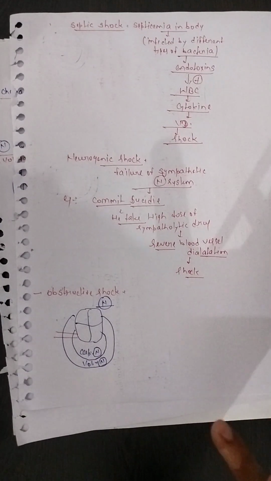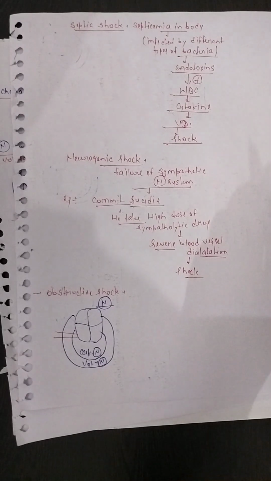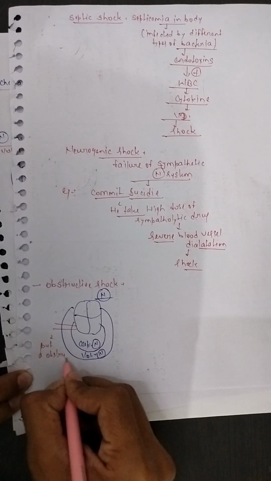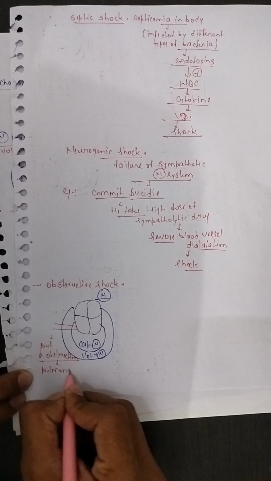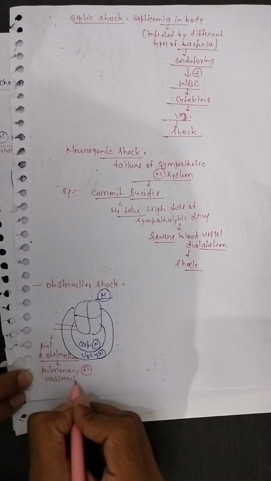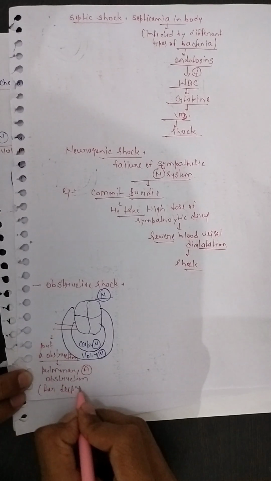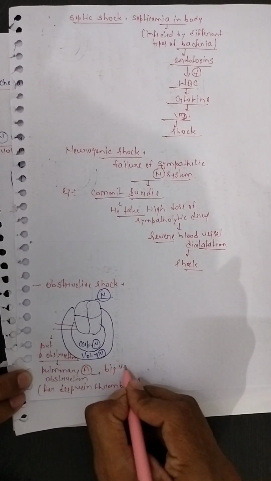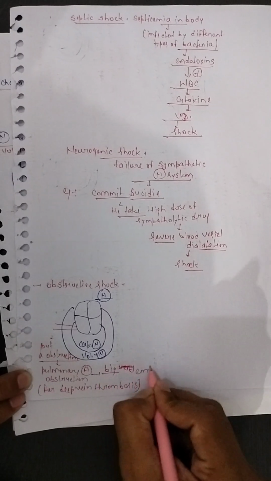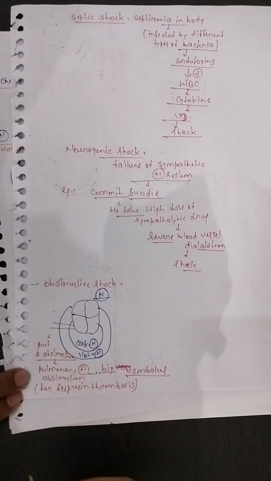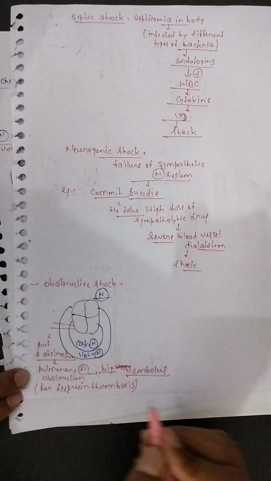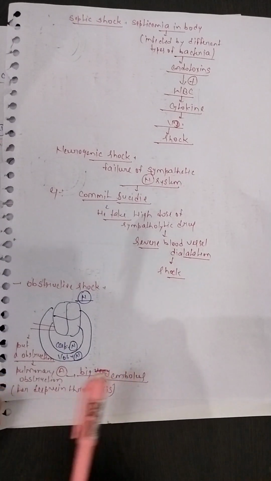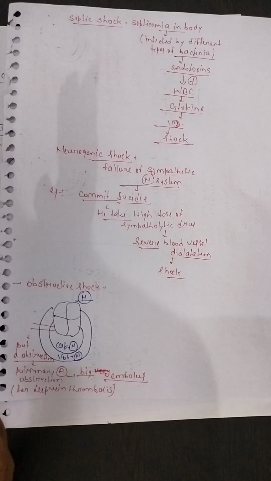Normally the pump function of the heart is normal, but with an obstruction it is not possible. Suppose we put an obstruction, like a pulmonary artery obstruction, for example due to deep vein thrombosis, due to a big embolus. Due to the obstruction, the supply of blood to the heart is not possible, and due to this there is a decrease in venous return, and again a decrease in cardiac output. That condition leads to shock. This is the obstructive shock.